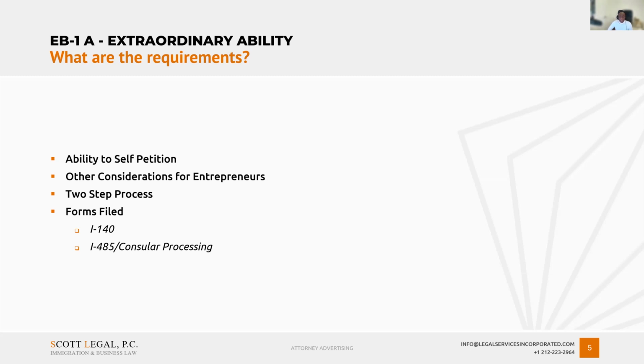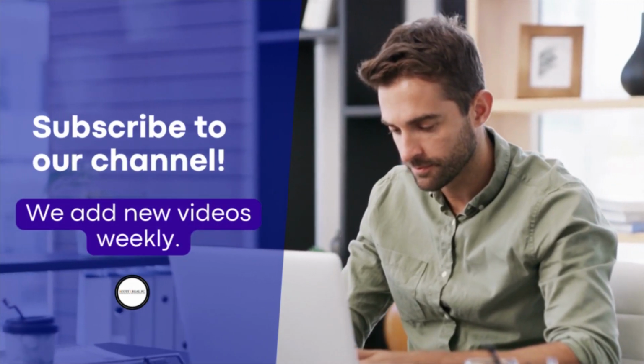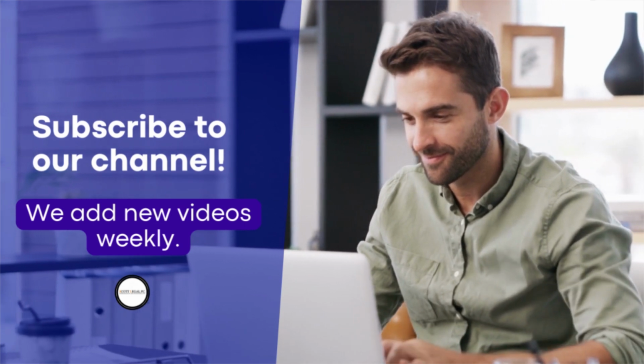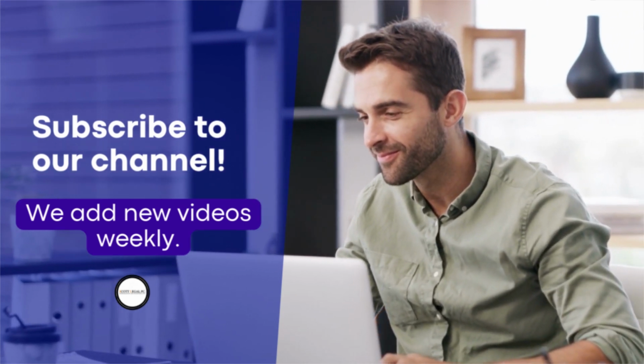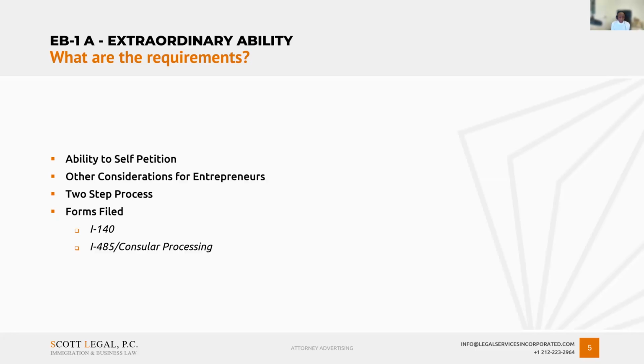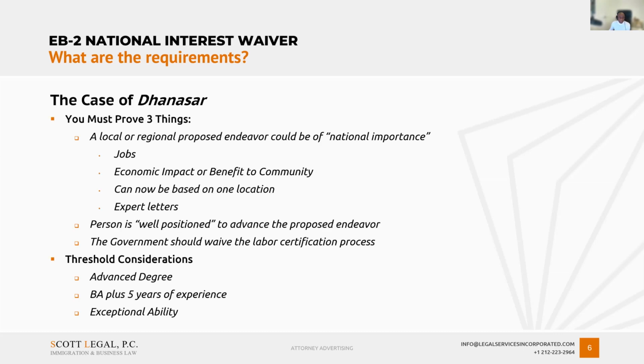So now we look at the second part of the process, which is the I-485 and consular processing. Again, we have to look at whether this category is current, and this category is current for most countries. I don't think it's current for India and China, but it is current for most countries. If you are in the United States and you have filed an I-140 petition, you can file the I-485 concurrently. You can also premium process this one. You can pay the government $2,800 and have an answer in 2 weeks.